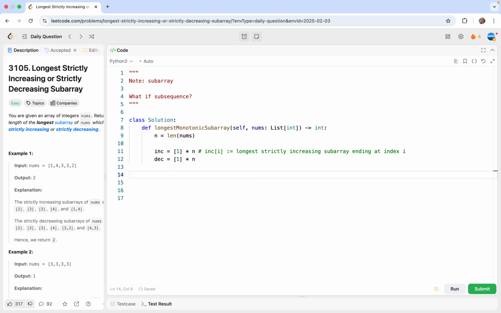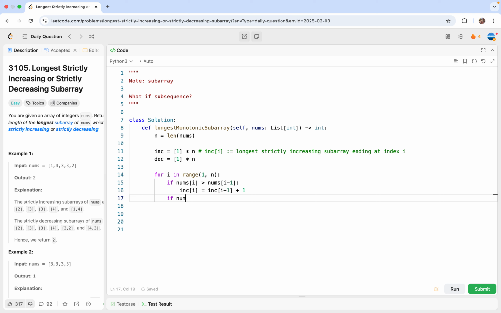Then we just need to do a linear traversal. For i in range 1 to n. The reason I start from 1 is because I want to compare with the previous one. Because if you are at the start, the length is always 1, right? Then first we check if nums[i] is strictly larger than nums[i-1]. In this case, we set inc[i] equals inc[i-1] plus 1, right?